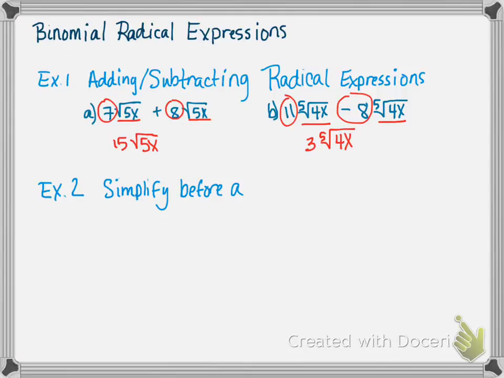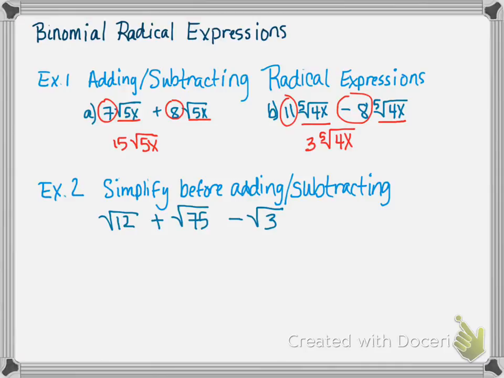Okay, let's look at an example where we need to simplify before we add or subtract. We've got the square root of 12 plus the square root of 75 minus the square root of 3. So we need to simplify these radicals before we can add or subtract. As they are now, the radicals are different, and we can't do anything until we simplify them.